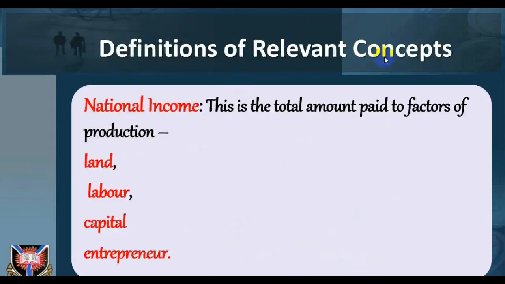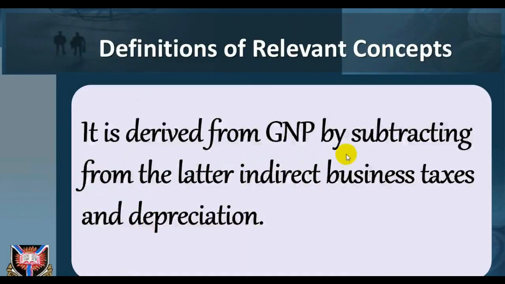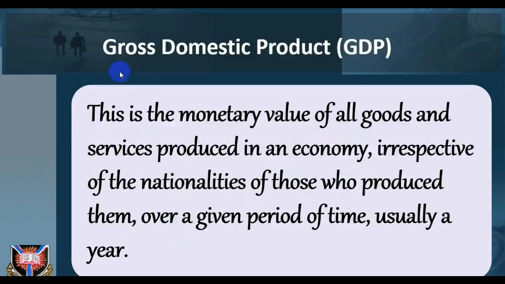Definitions of the relevant concepts. National income. This is the total amount paid to factors of production, that is, land, labor, capital, and entrepreneur. It is derived from GNP by subtracting from the latter indirect business taxes and depreciation. Gross domestic product. This is the monetary value of goods and services produced in an economy, irrespective of the nationality of those who produce them, over a given period of time, usually a year.